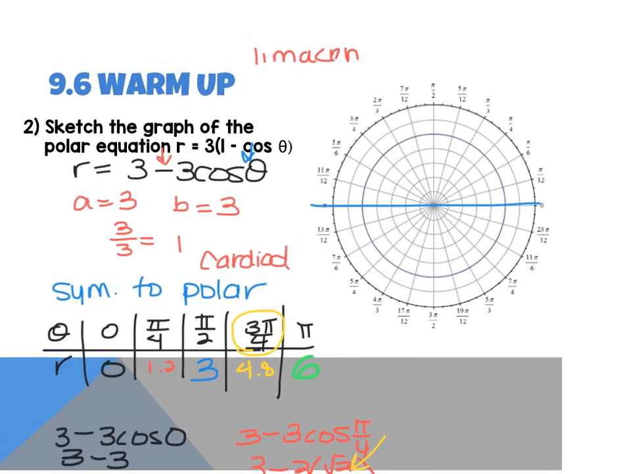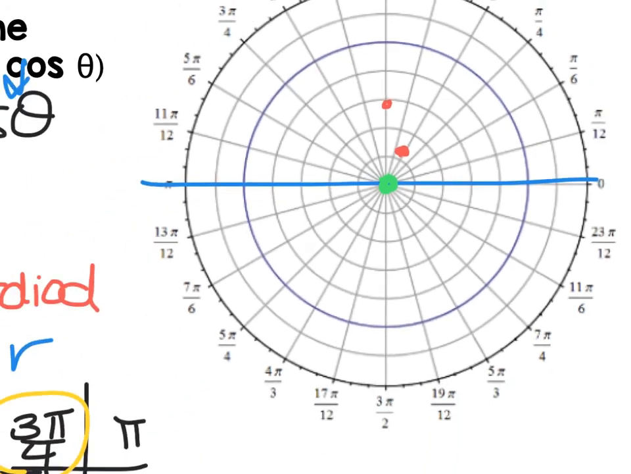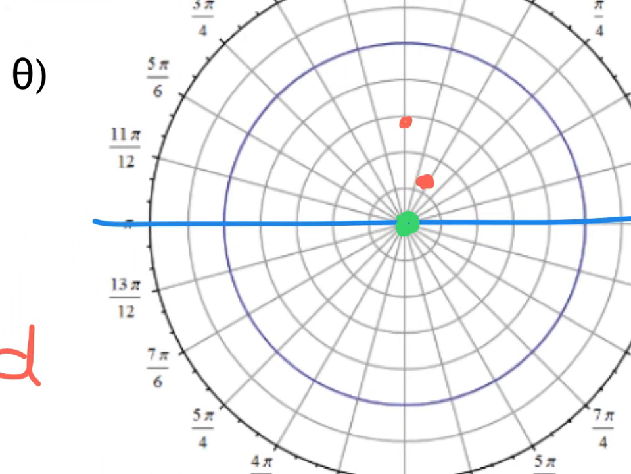And now I pull out my points. 0, 0. Pi over 4, 1.2. Pi over 2, 3. 1, 2, 3. 3 pi over 4, 4.8. Pi was 6. And then because it's reflexive over that polar axis, I'm going to duplicate all those points on the other side. So 6 here, 1.8 here, 1.2.